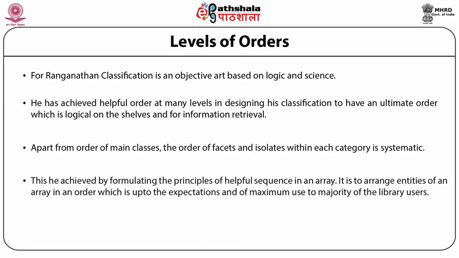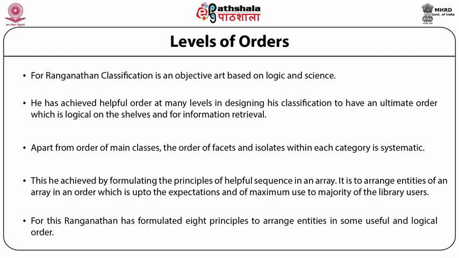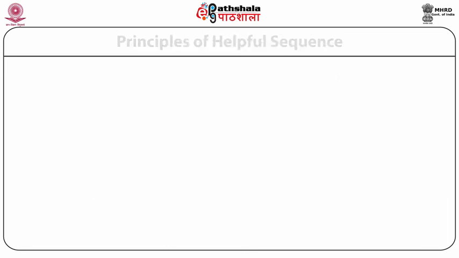This is achieved by formulating the principles of helpful sequence in an array. It is to arrange entities of an array, or the members of an array, in an order which is up to the expectations of the maximum use to the majority of the library users. Please remember, here we use the term majority of the users, not all the users. For this, Ranganathan has formulated 8 principles to arrange entities in some helpful logical order in an array of classes.